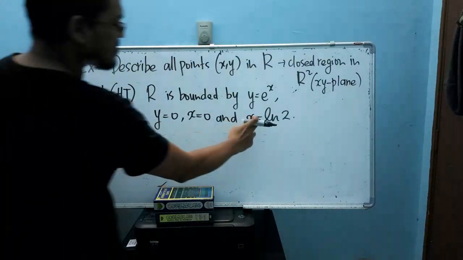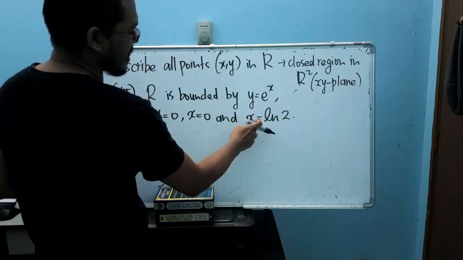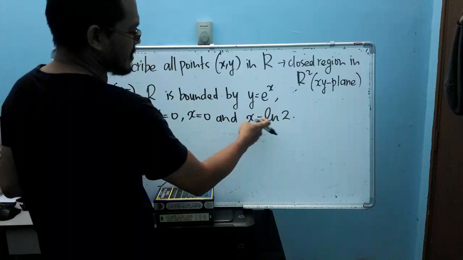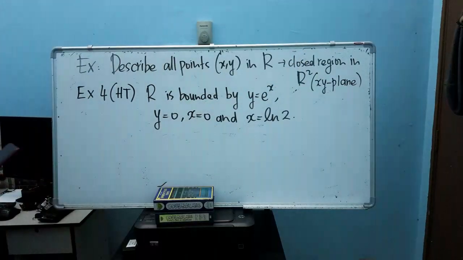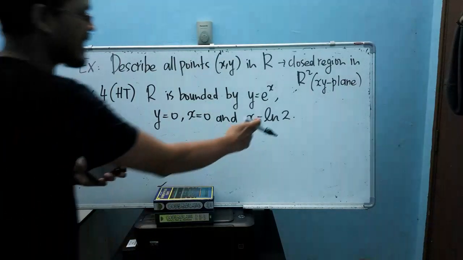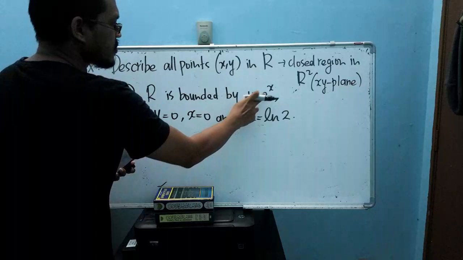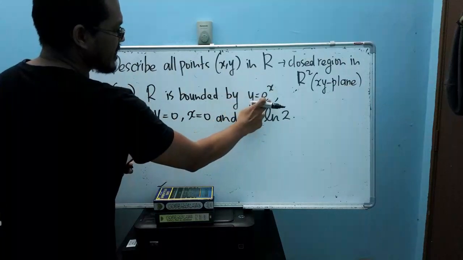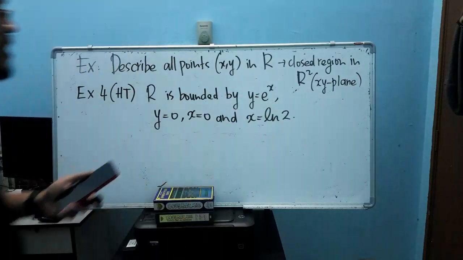What is the meaning of x equals ln 2? Ln 2 here is just a number. So x equals ln 2 means that it's just a straight line at the number ln 2. Of course, y equals exponential x here, so for this curve you need to recall how to sketch it.